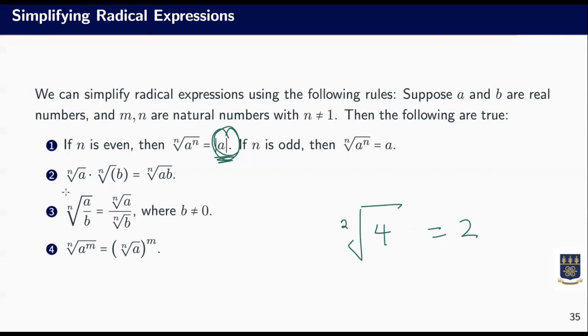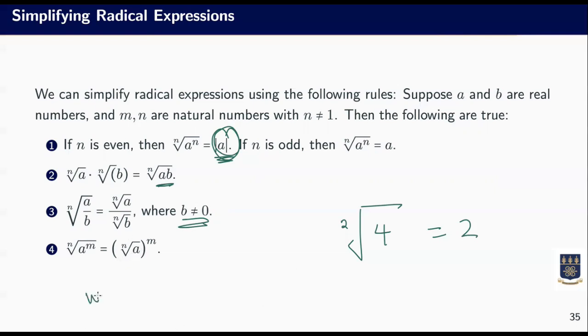So those are things to keep in mind. Now, we can multiply. So you can have the nth root of A times the nth root of B gives me the nth root of AB. The nth root of A over B is the nth root of A divided by the nth root of B, provided B is not 0. And the last part is the nth root of A to the M equals the nth root of A all raised to the power M.